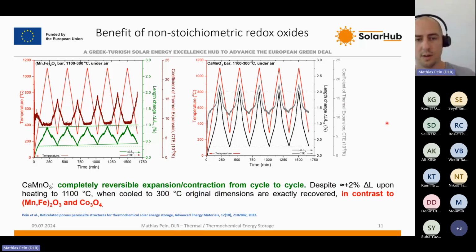So although there is an expansion during heat up, and a contraction during cool down, this is completely reversible, which makes it much easier to have complex shaped structures made entirely out of these materials without degradation per cycle.